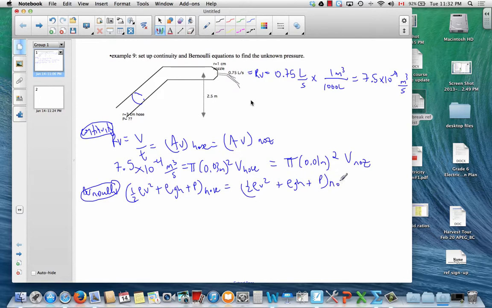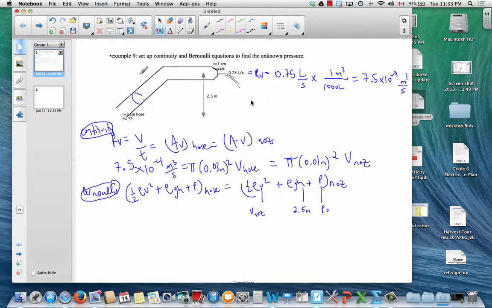Now, fluid exposed to the air will be at atmospheric pressure. So coming out of the nozzle here, this will be atmospheric pressure. Coming out of the nozzle, you can make the ground your zero of height, and then this will be 2.5 meters. The speed here, well, you'd have to solve for the continuity equation, but once you solve that, you'll know what that speed is. So we know everything on this side.